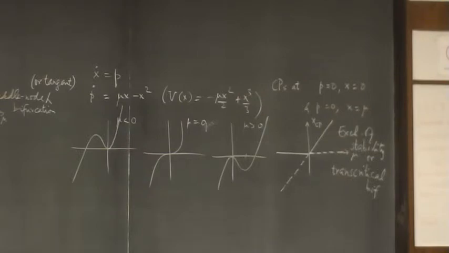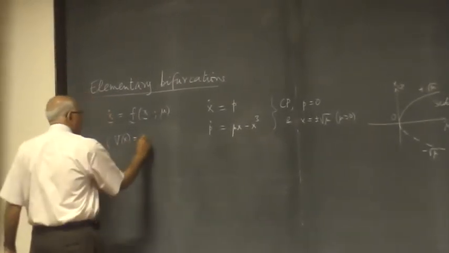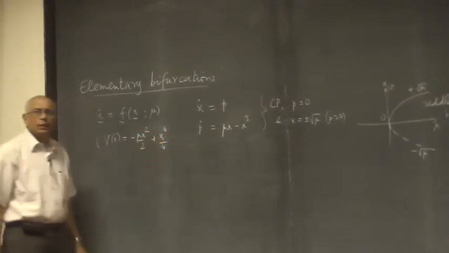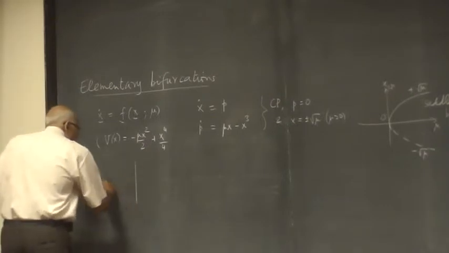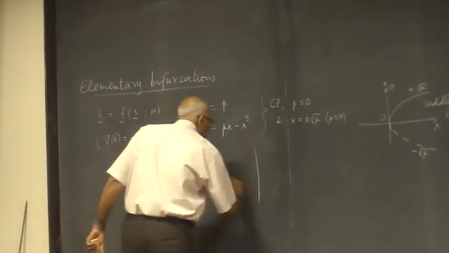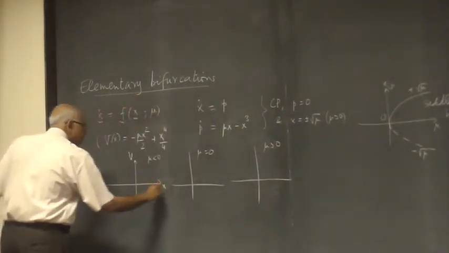And what does the potential look like in this case? Just the integral of that. So this is minus mu x squared by 2 plus x to the fourth by 4. That's the potential. Again, mu less than 0, mu equal to 0, and mu greater than 0. This potential V as a function of x.